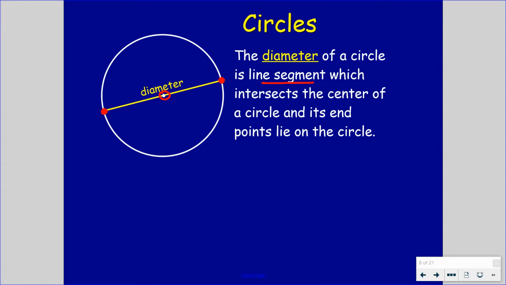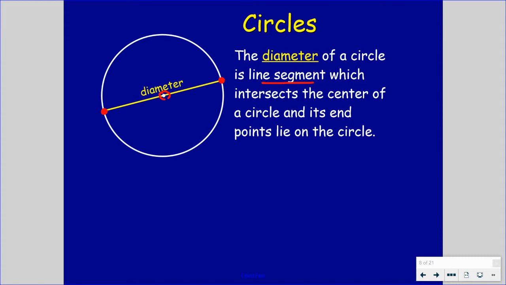Please notice the diameter will be the longest line segment within any circle. Think about it. You go here or here or here, any of these will get shorter and shorter and shorter. You'll probably prove that later on in geometry class, that a diameter is the longest line segment within a circle.